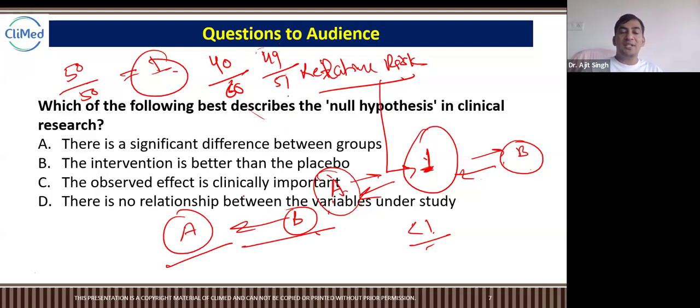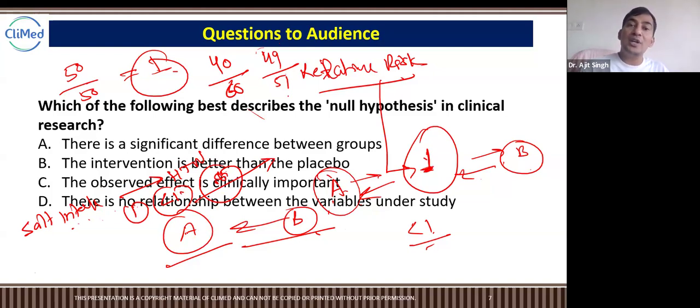Negative impact. Now I'll give you an example so you can understand. Salt intake and hypertension. If the relative risk is 1, that means salt intake has no effect on hypertension. If the relative risk is less than 1, like 0.8, that means salt intake is protecting from hypertension. Salt intake is better for the person to reduce the hypertension.